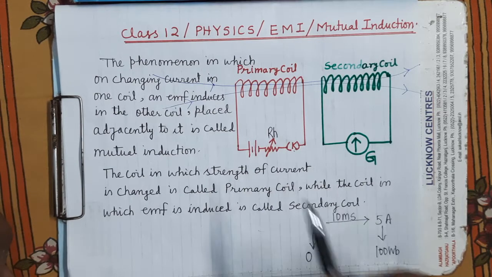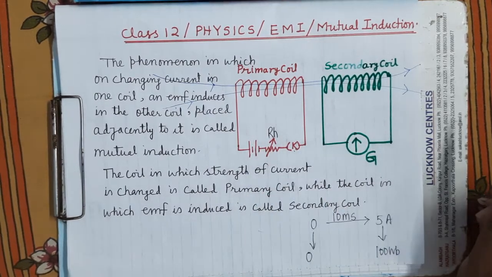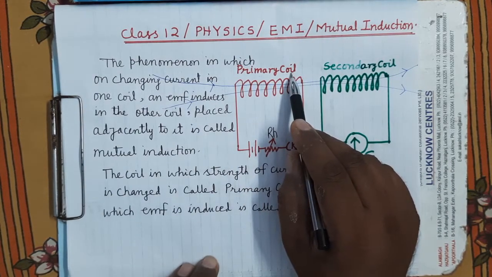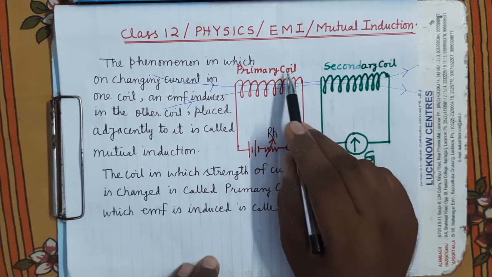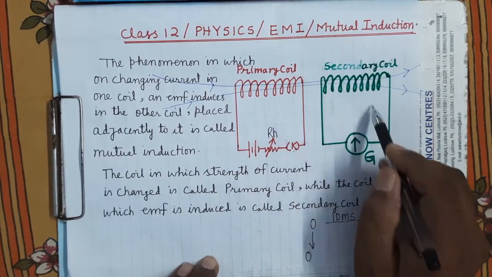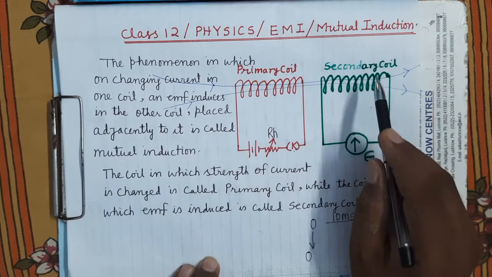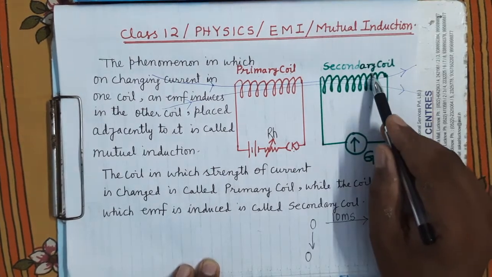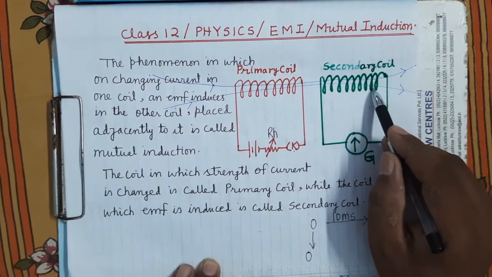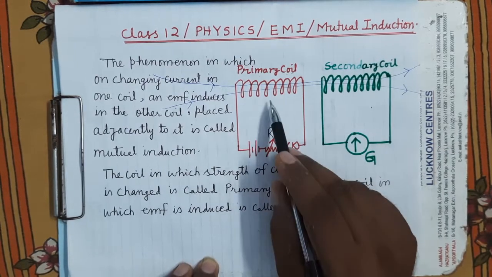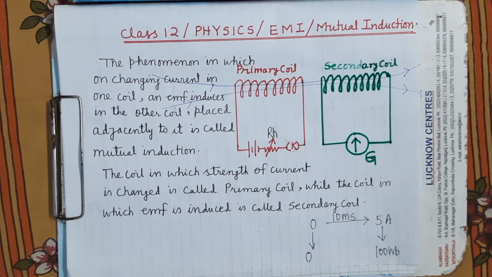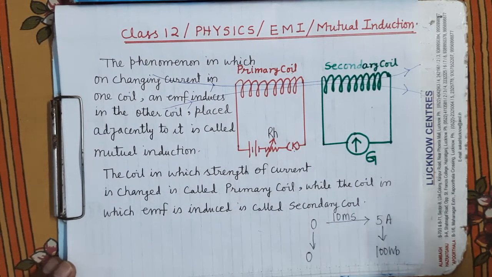Now these coils have been given different names. The coil in which the strength of current is changed is known as the primary coil, while the coil in which the EMF is induced is known as the secondary coil. What will be the induction of EMF here? How much EMF will be induced? It will depend upon the rate of change of magnetic flux. It is clear.